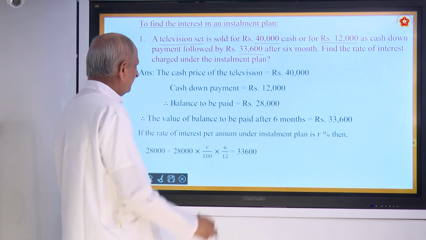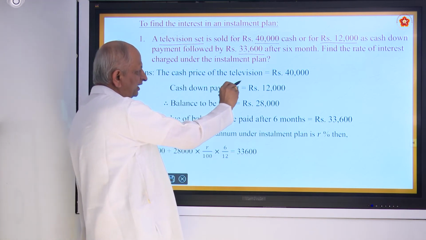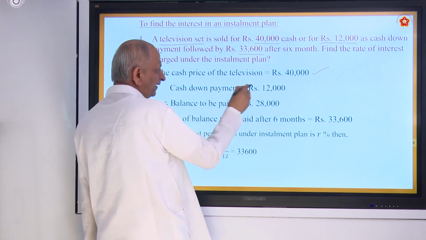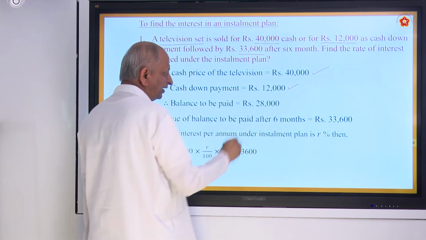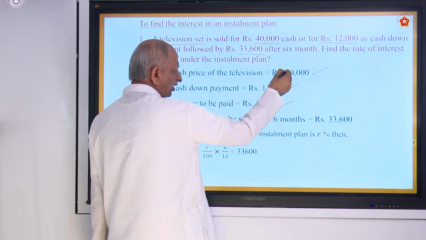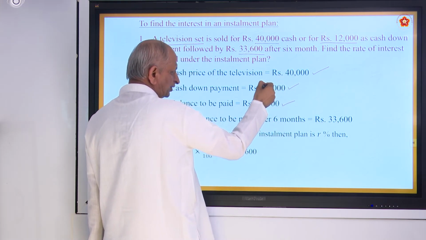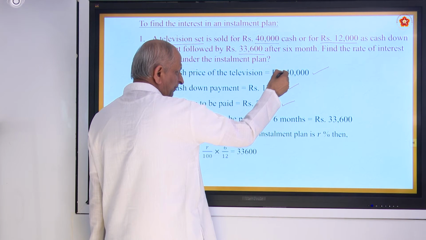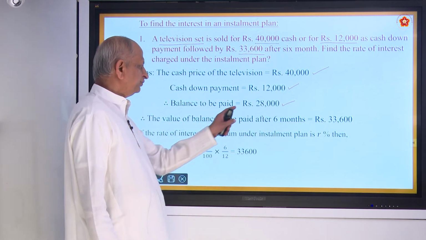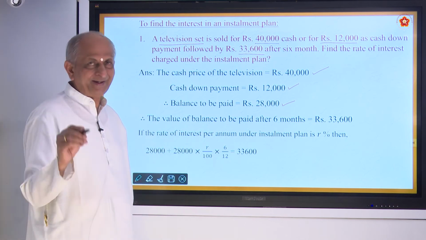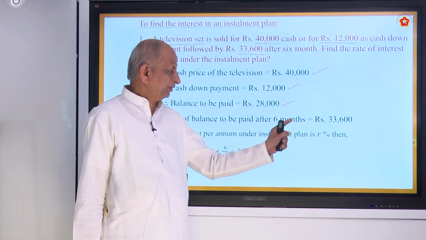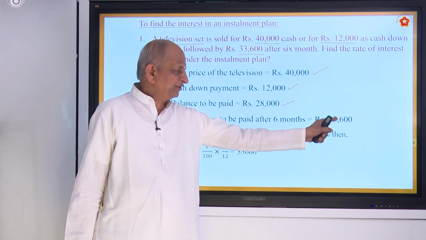Now, first step, cash price of the television, rupees 40,000. Cash down payment, cash down means given instantly, 12,000. So what he has to give now? 28,000. How did you get it? Subtract. 10 minus 2 is 8, 3 minus 1 is 2, 28,000, right? So he has to give 28,000. But the agreement says the value of the balance to be paid after 6 months is equal to 33,600.